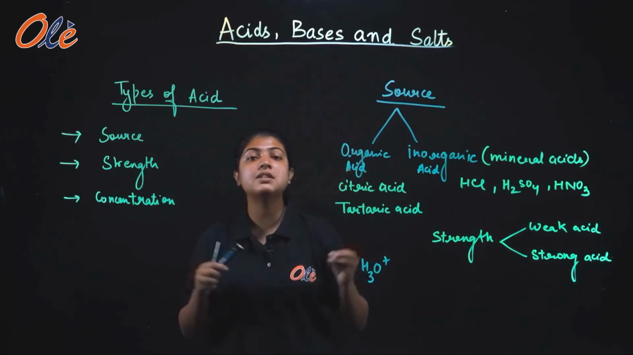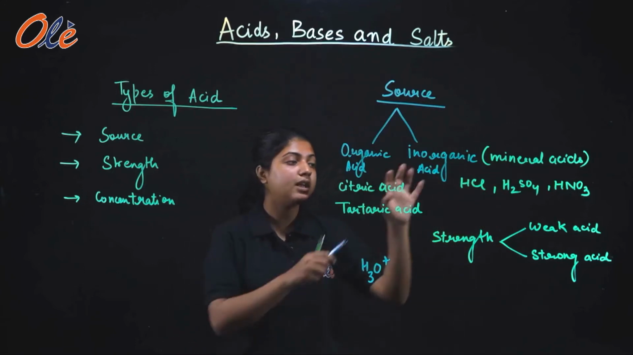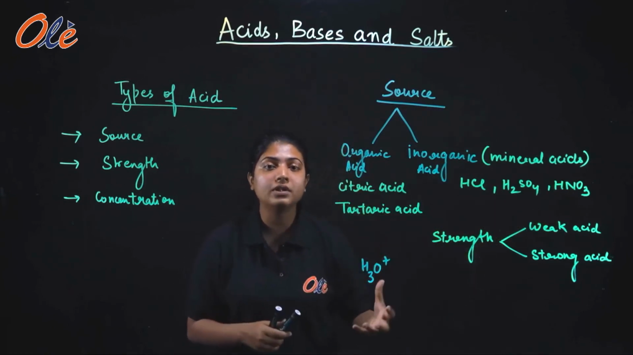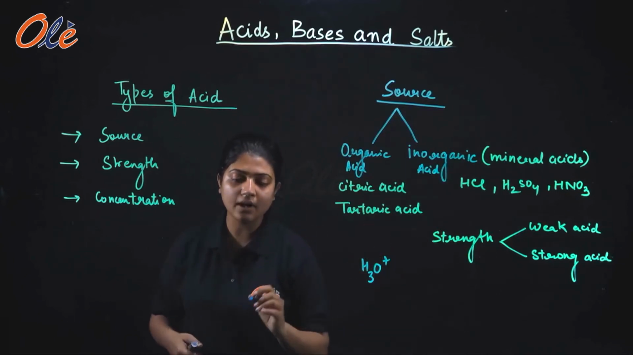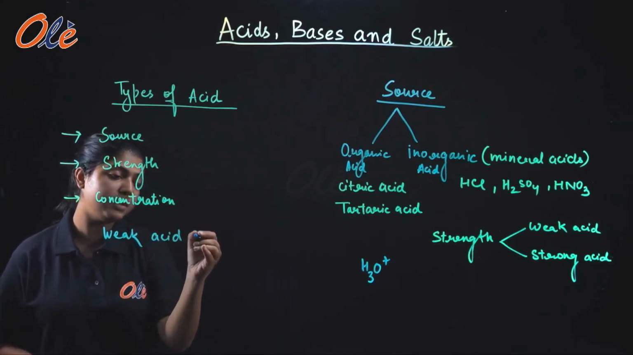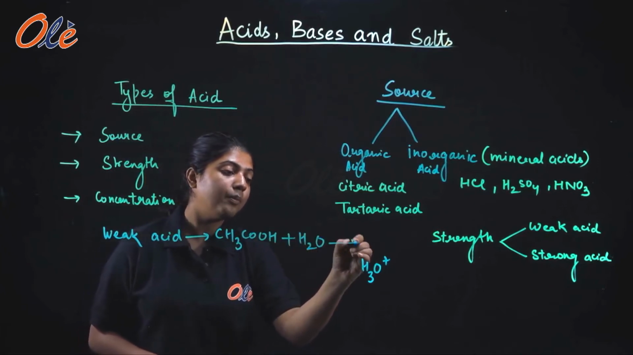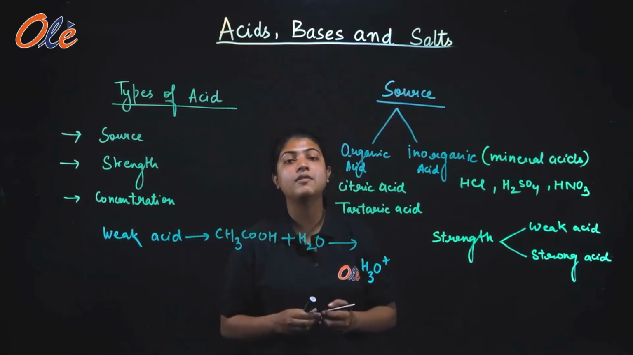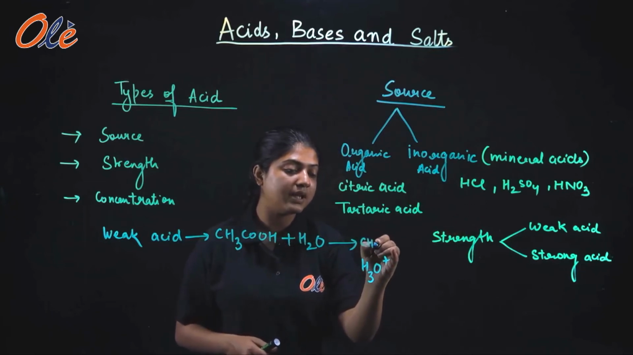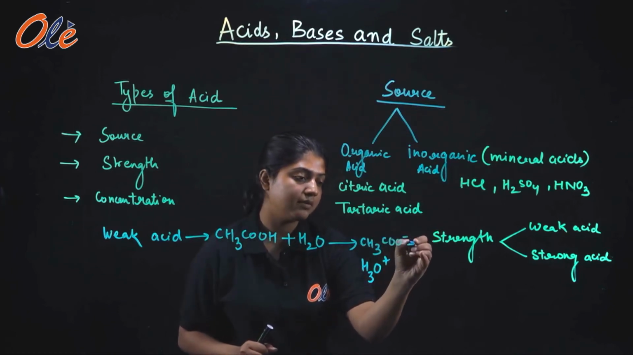A weak acid is such an acid that dissolves in water but does not dissociate completely, and it will not form hydronium ions in larger quantities. So, in short, a weak acid will dissolve in water. I am not saying that a weak acid will not dissolve in water. It will dissolve in water, but it will not dissociate completely. Always remember, weak acids do not dissociate completely, hence they will not form a large number of hydronium ions. It will form just a few H plus ions.